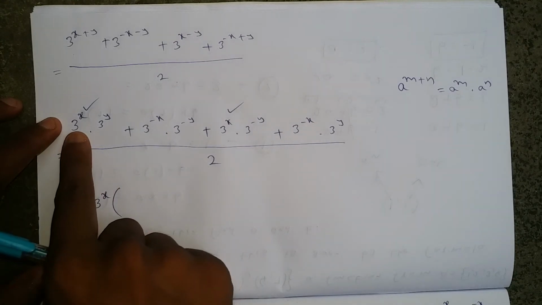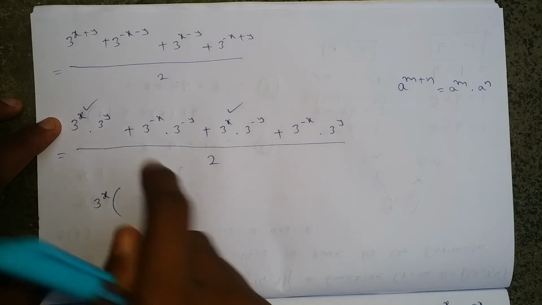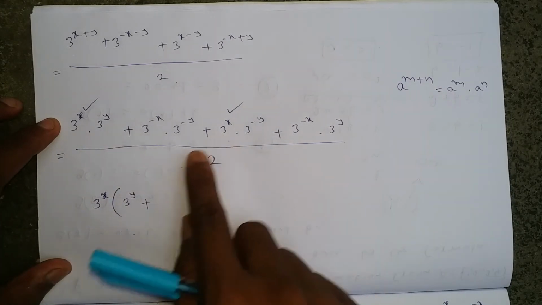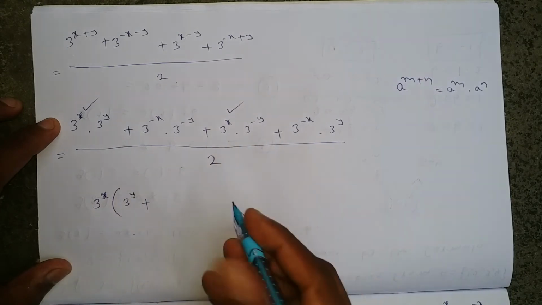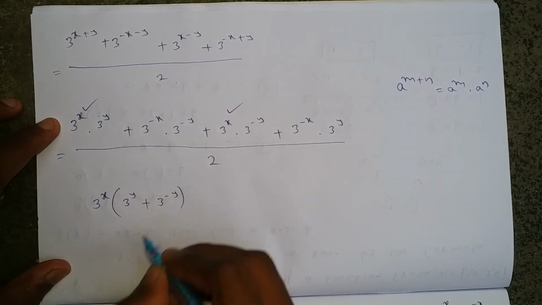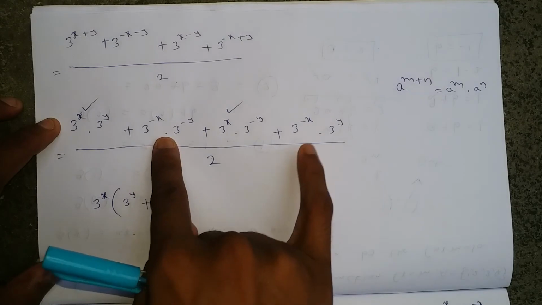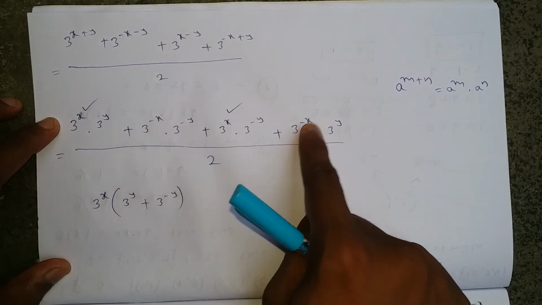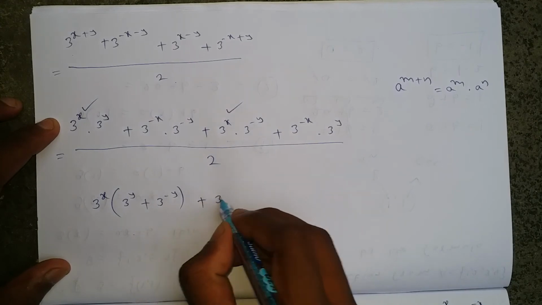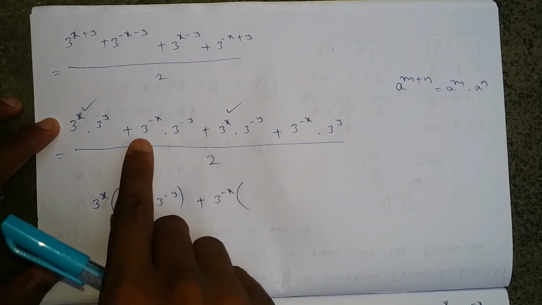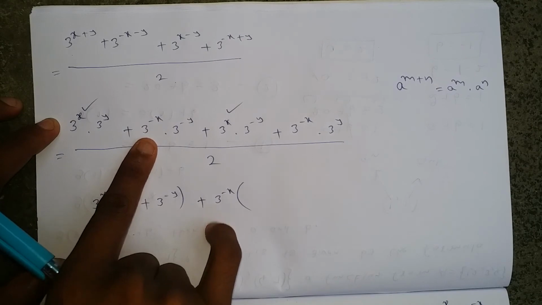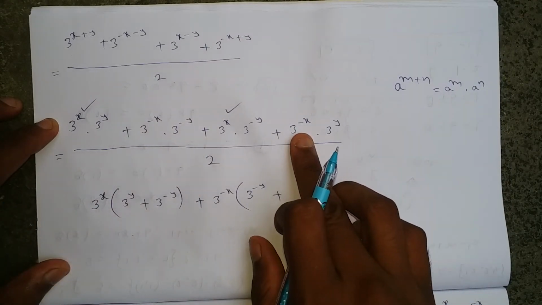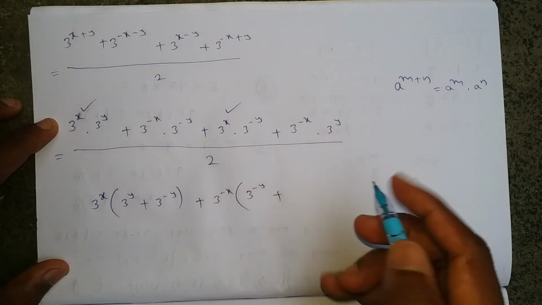Here 3 power x I wrote outside, so remaining is 3 power y plus, here 3 power x I wrote outside, so remaining is 3 power minus y. Next, second term and fourth term, if we observe, here 3 power minus x is there, here also 3 power minus x is there. So that's why I am taking plus 3 power minus x common. Here 3 power minus x I wrote already outside, so remaining is 3 power minus y. Plus here 3 power minus x already I wrote outside, so remaining is 3 power y.